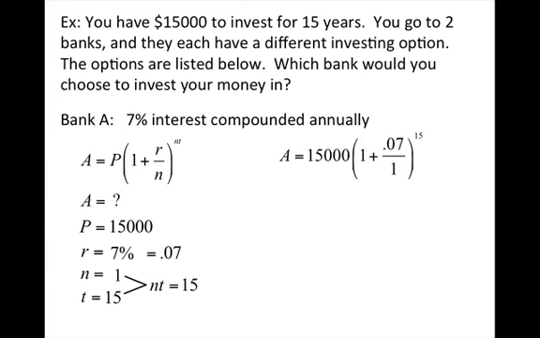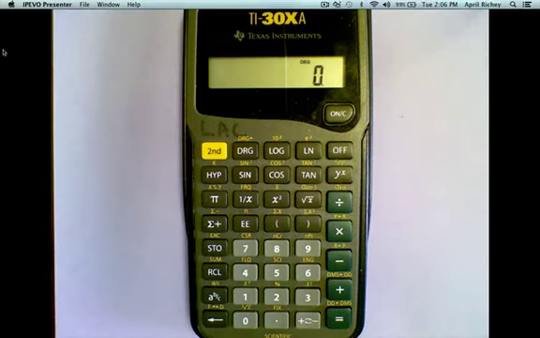So on my calculator, I'm going to begin with what's inside the parenthesis. I'm going to say 1 plus 0.07 divided by 1. Then I'm going to raise that to the 15th power, and then I'm going to take that decimal and multiply it by 15,000. So let's look at this on the calculator. We're going to begin with the 1 plus 0.07 divided by 1. So 1 plus 0.07 divided by 1 equals 1.07.